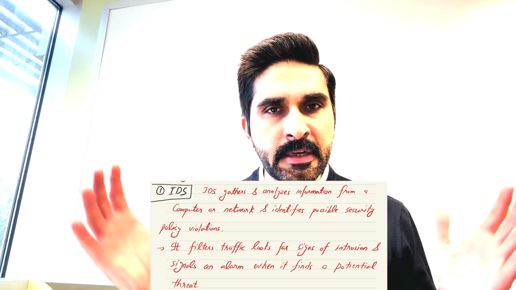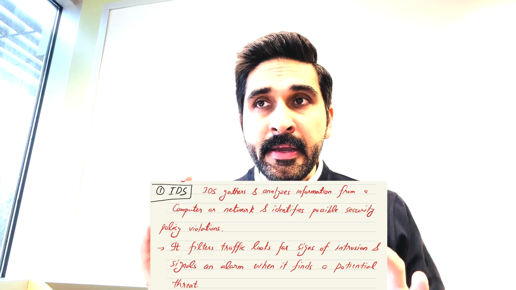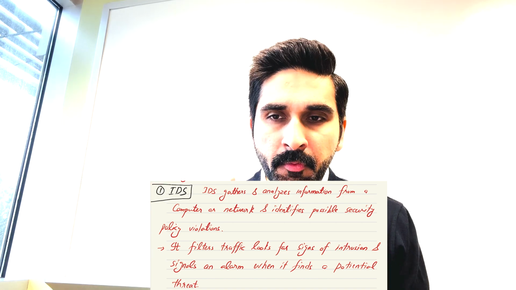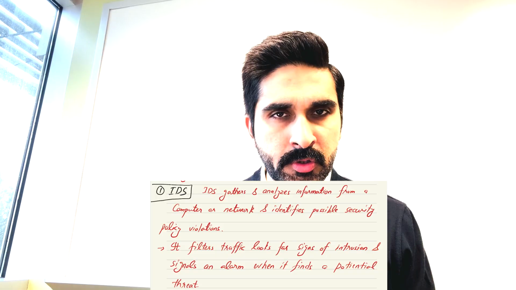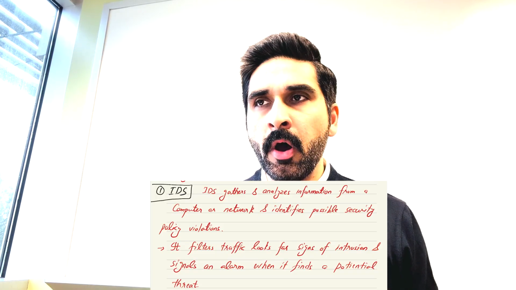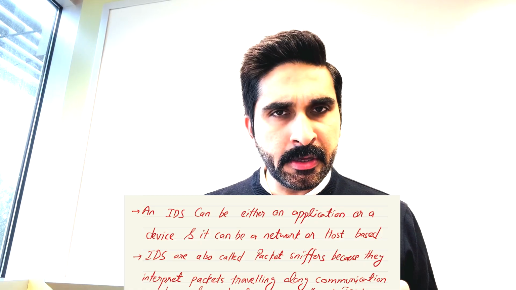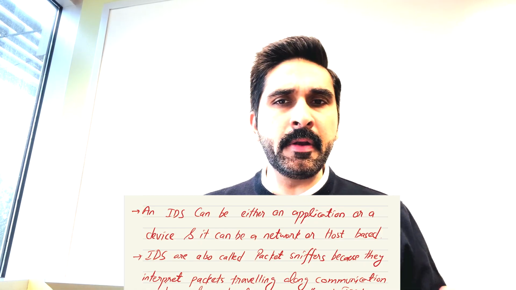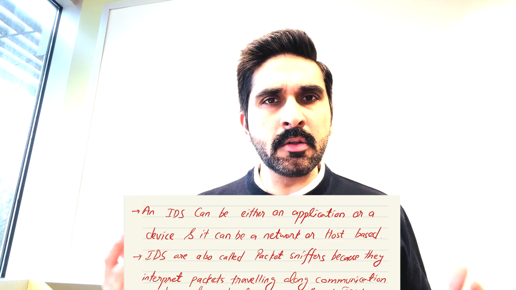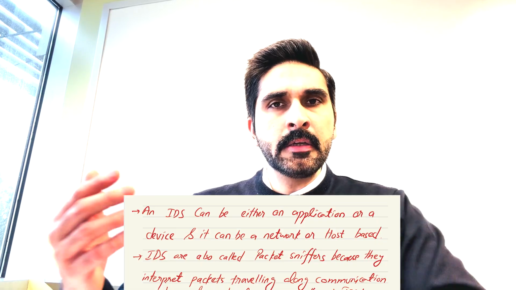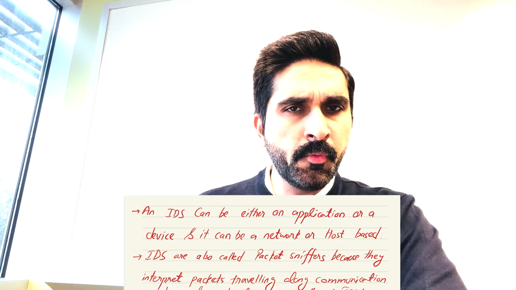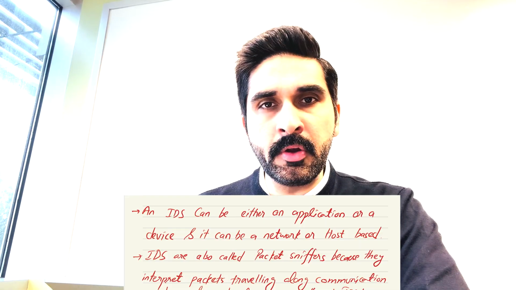Basically what happens is, IDS starts sniffing the traffic. It sniffs a lot of traffic, then it filters the traffic, and after filtering, it looks for signs of intrusion and generates a signal whenever it finds any sort of potential threat. So IDS can be an application, it can be a device, it can be host based, it can be network based. Some people or some books also call IDS a packet sniffer, because it interprets all the packets which travel over the network, makes a comparison, and looks for any signs of intrusion.